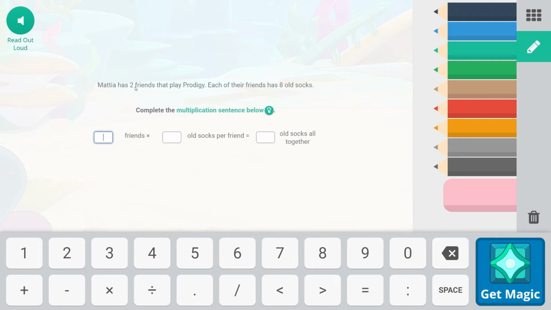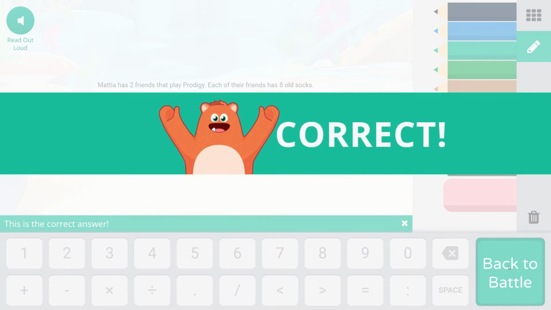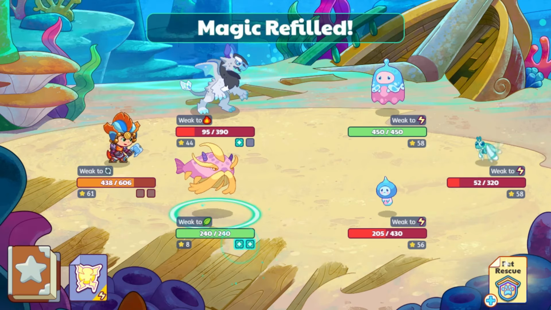Mattia has 2 friends that play Prodigy. Each of their friends has 8 old socks. 2 friends times 8 old socks equals 16 socks, 16 old socks all together. You can have an old sock party with those numbers.